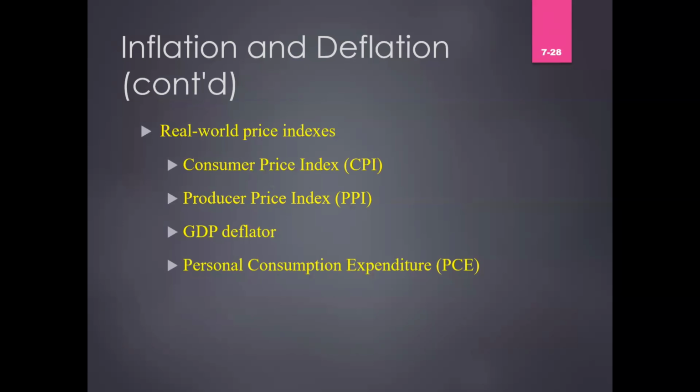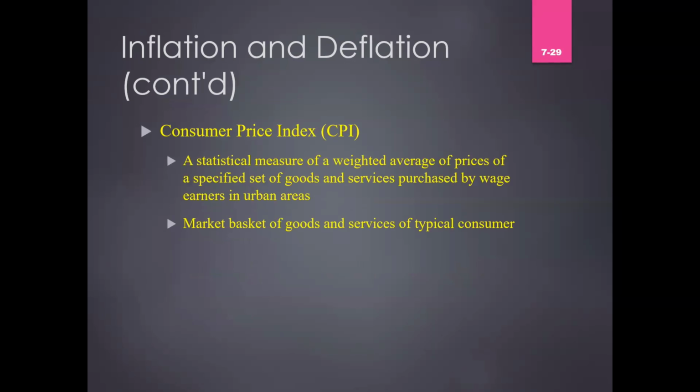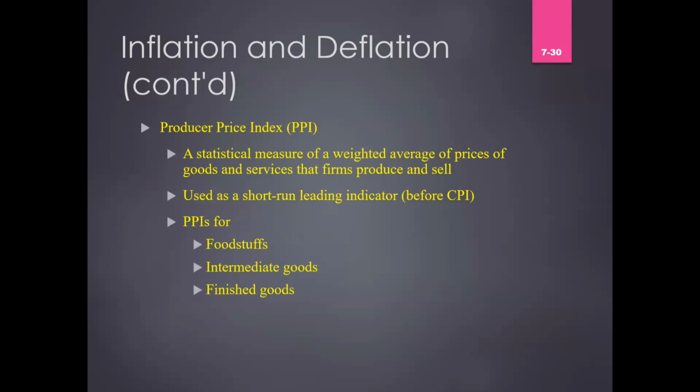Let's continue. Real-world price indexes. We have the consumer price index (CPI), producer price index (PPI), GDP deflator, and personal consumption expenditure. Consumer price index, CPI: a statistical measure of a weighted average of prices of a specific set of goods and services purchased by wage earners in urban areas. Market basket of goods and services of a typical consumer.